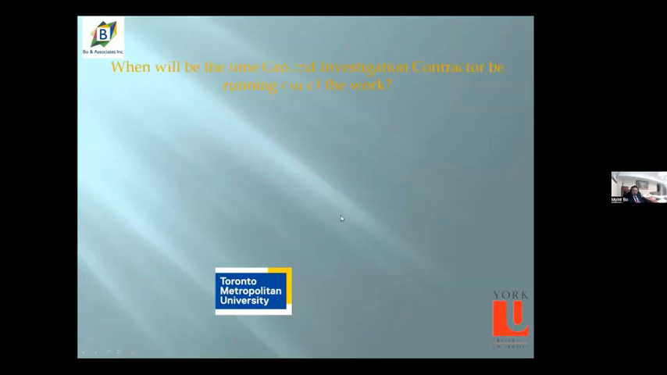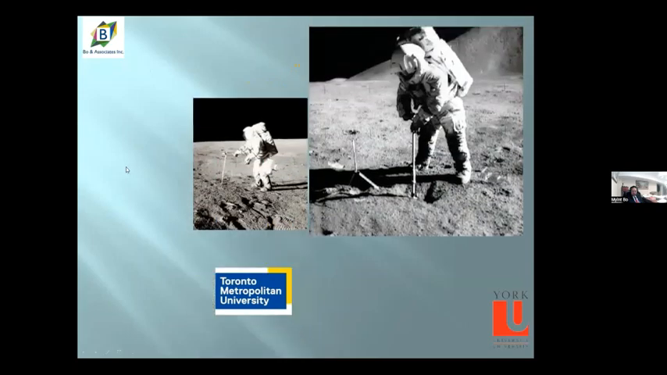When will ground investigation contractors be running out of work? Every day, 2,000 geotechnical boreholes are being carried out around the world, so there will be no time the investigation work will be running out. Even the astronauts, before going to space exploration, have to go through soil investigation training.